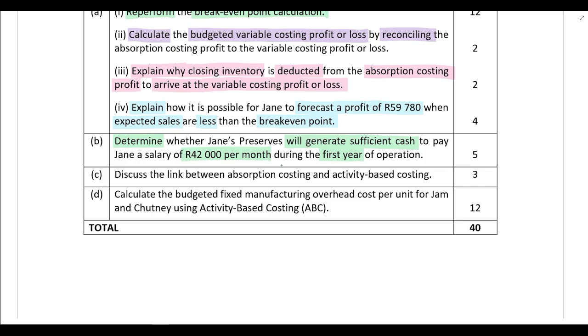Now, if you just look at it like that, you can say they definitely don't have enough profit available to pay Jane's salary because they're forecasting a loss. But if you read the required here carefully, we are not talking about profit over here. I want you to determine whether there will be sufficient cash to pay Jane's salary. So the reason why I've included this in the required is to make sure that you guys understand the difference between cash and profit. So that's why this is very important.